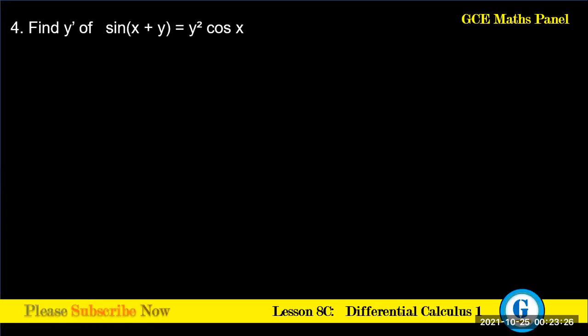Now we have find y prime, and sine of x plus y is equal to y squared cos x. And this is also another implicit function which we are going to differentiate. And you have to take care with this one so that we don't make a mistake. So here, when you differentiate the core of this sine function, look at it. This core is another function. So to differentiate the sine of this function, we will differentiate this core. When we differentiate x plus y, what are we going to have? We are going to have 1 plus dy dx.